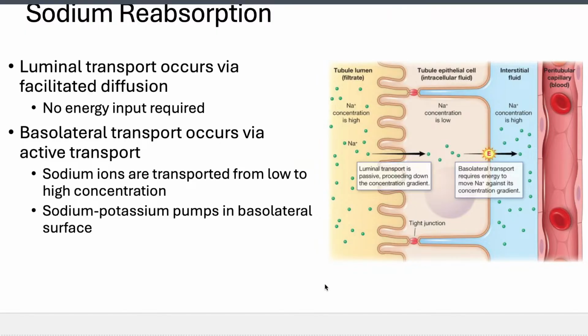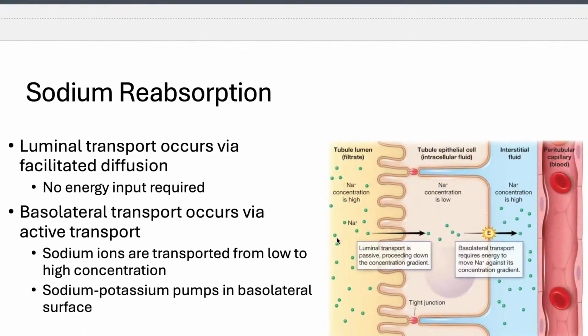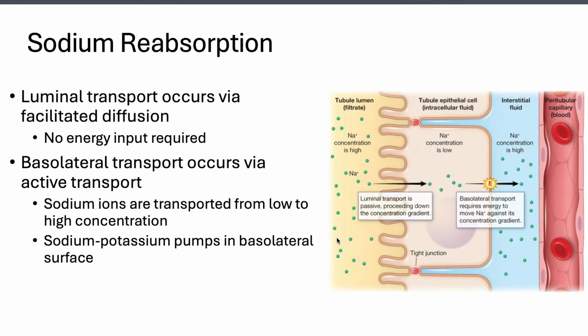That was cool. Luminal transport occurs via facilitated diffusion. So no energy input is required, which makes sense just because these tubular epithelial cells are very permeable. They're kind of made to make it easy. And the basolateral transport occurs via active transport, and this is specifically for sodium reabsorption. So basolateral transport is active. Sodium ions are transported from low to high concentration, by sodium potassium pumps at the basolateral surface.